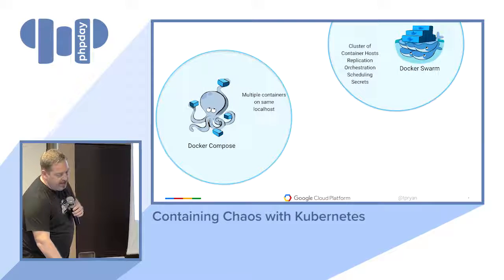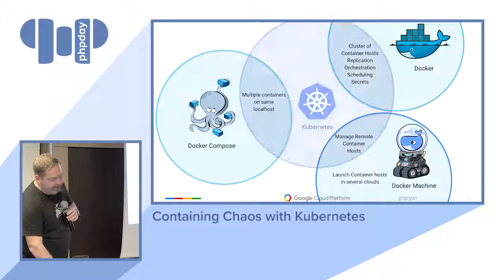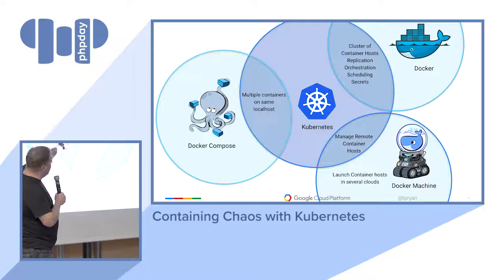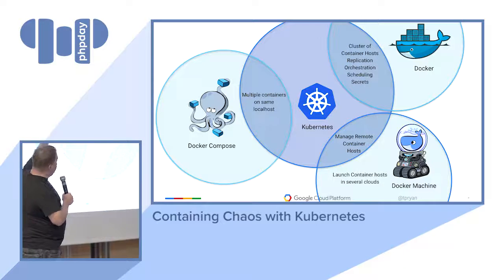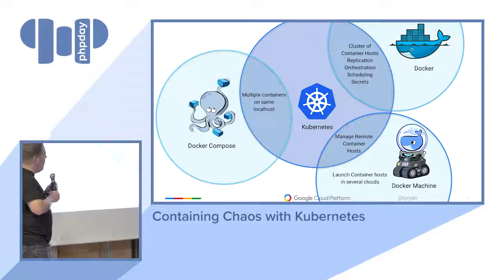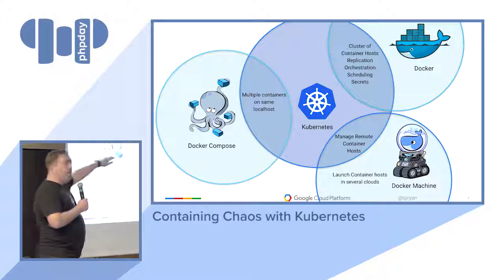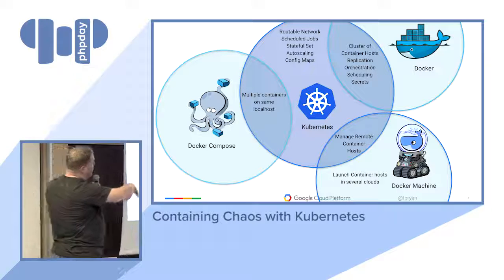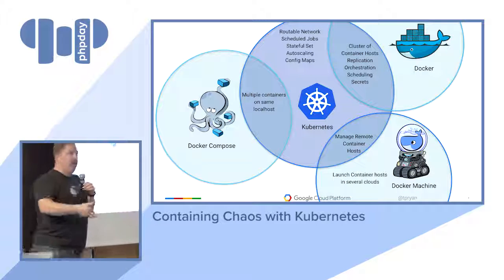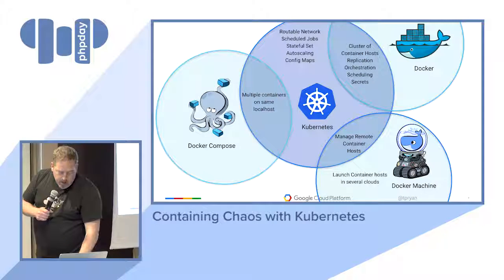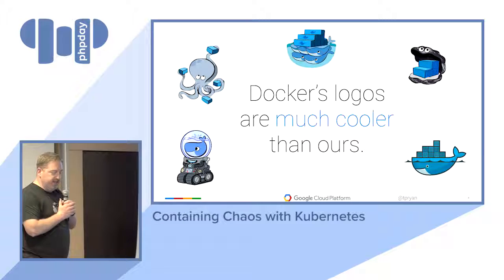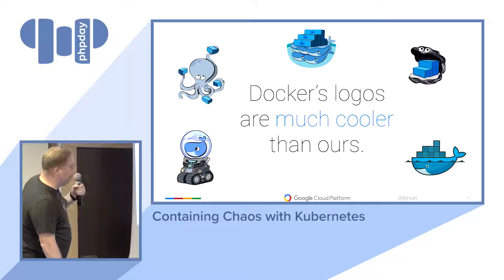Quick comparisons. People ask, how do we compare against Docker? This is sort of how I see it. Docker Compose, Docker Machine, and Docker with Docker Swarm built into it handle a lot of the same things Kubernetes handles. Docker Machine does a little bit more on being agnostic as to your environment. But we add a whole bunch of things on top of that: scheduled jobs, stateful sets, auto-scaling, config maps. Docker's logos are much cooler, I acknowledge that, because they're really awesome. I really love these. I wish they were ours.